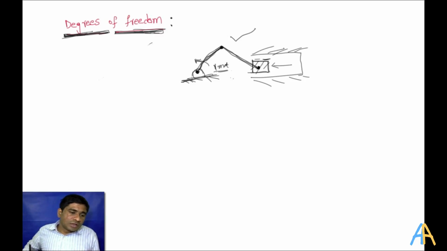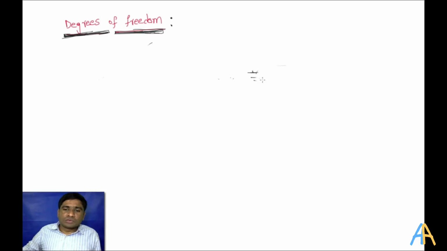So what I am trying to say is, instead of directly considering this whole mechanism, I would like to start with the degrees of freedom of a simple link initially in space, and then we will move on to the planar case. Then finally we try to find out the ultimate formula for the degrees of freedom, and then we would like to apply the same formula to the different mechanisms.